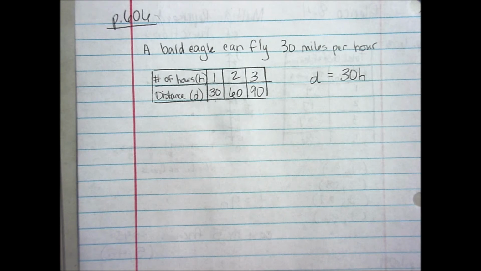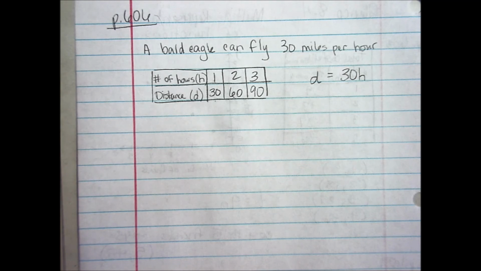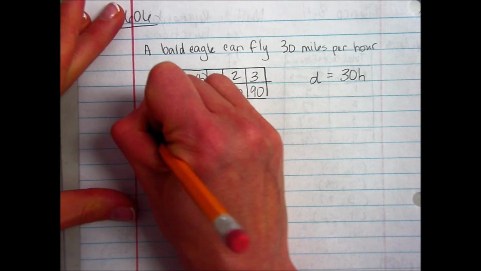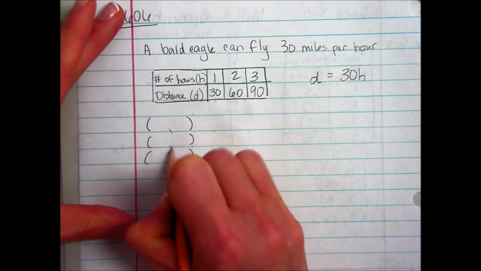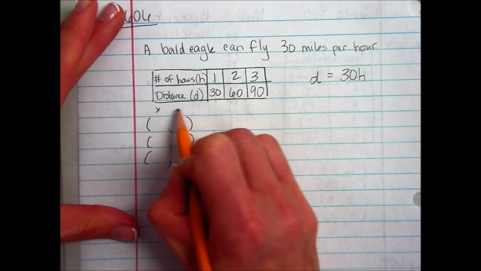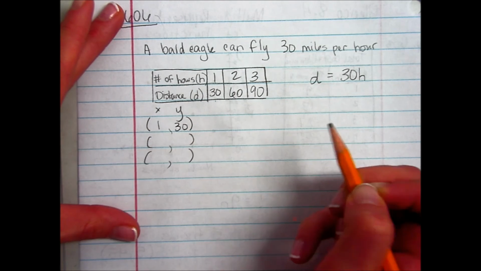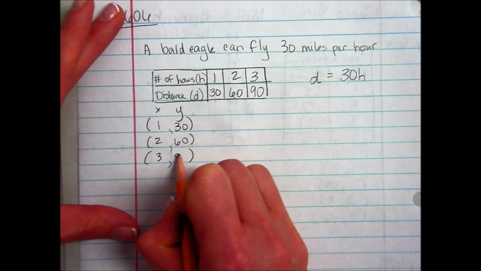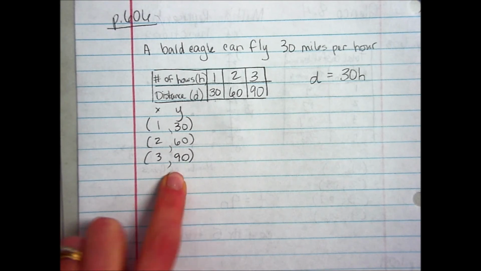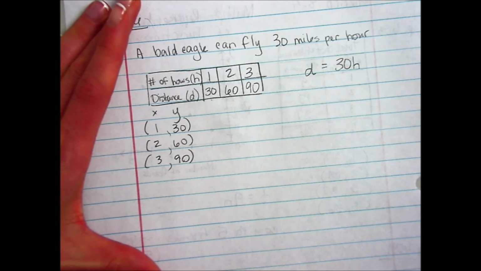Now it says to graph the ordered pairs. All right, so the first number will be X and the second number will be Y. So let's write our ordered pairs. X and Y, or in this case H and D. So 1 and 30, 2 and 60, 3 and 90. Paige, do you see why I wanted to go ahead and keep you away from that next number? Okay. It would have been really far.